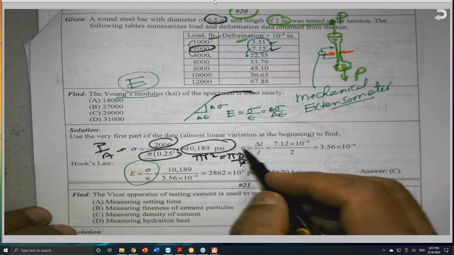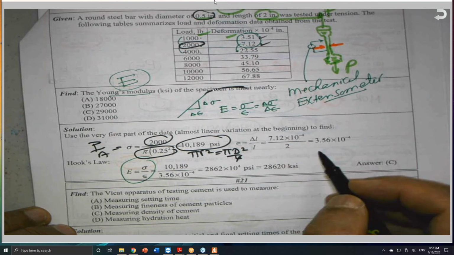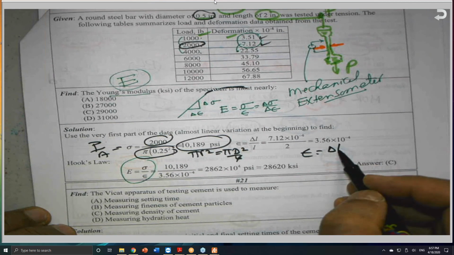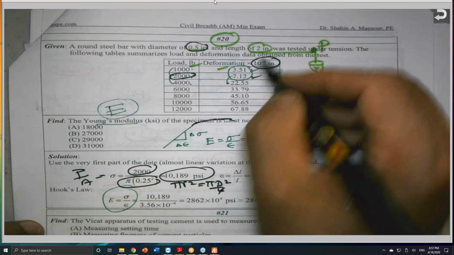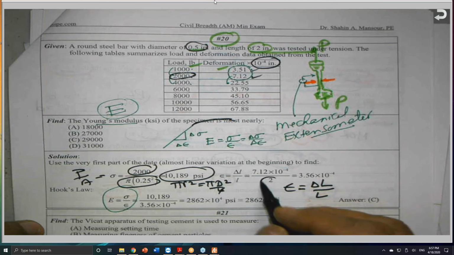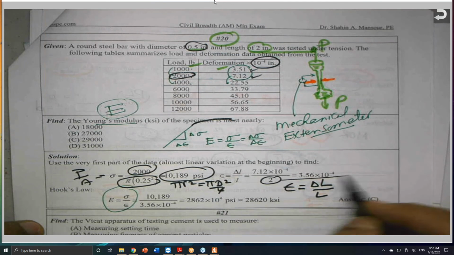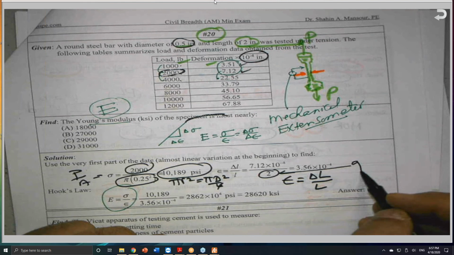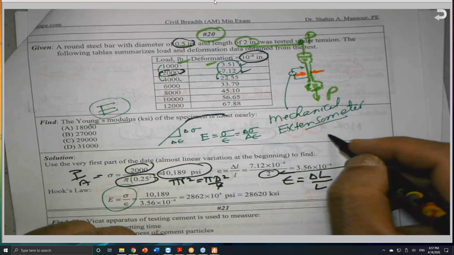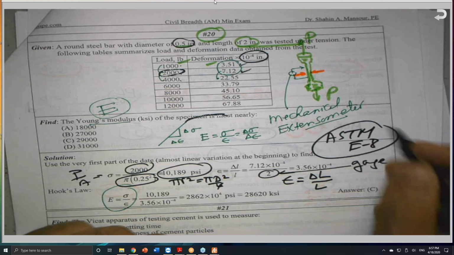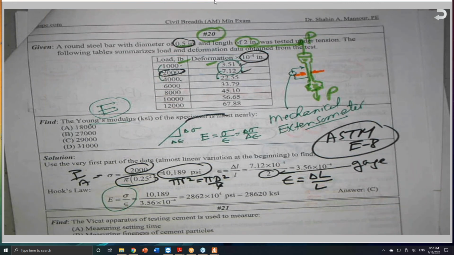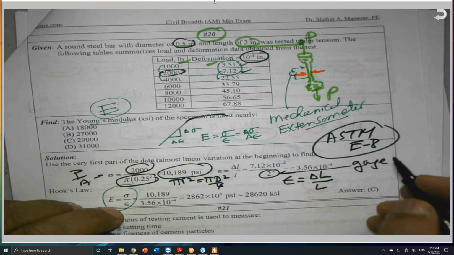The epsilon, which is a strain, epsilon is equal to delta L over L. So for delta L, I took the 7.14 times 10 to the negative 4, because don't forget the negative 4 here, divided by 2 inches. What is the 2 inches? This is the gauge length. This must be given to you. This is a standard gauge length, by the way, according to ASTM E-8. If you go to the American Society for Testing and Materials, E-8, you'll find the gauge length.